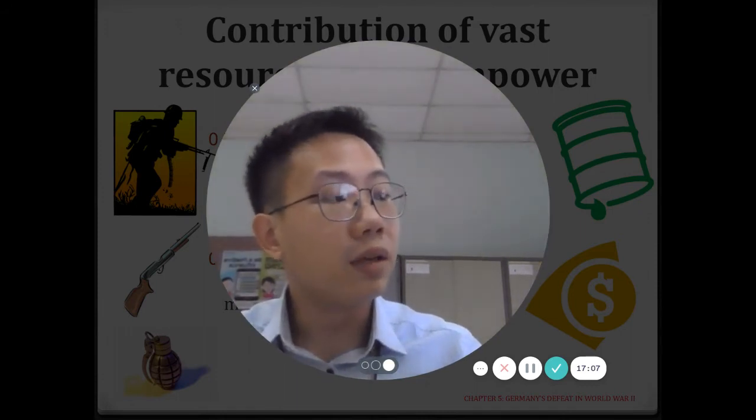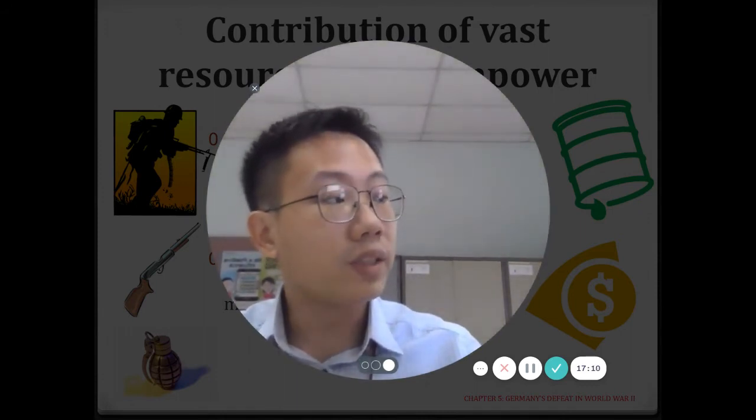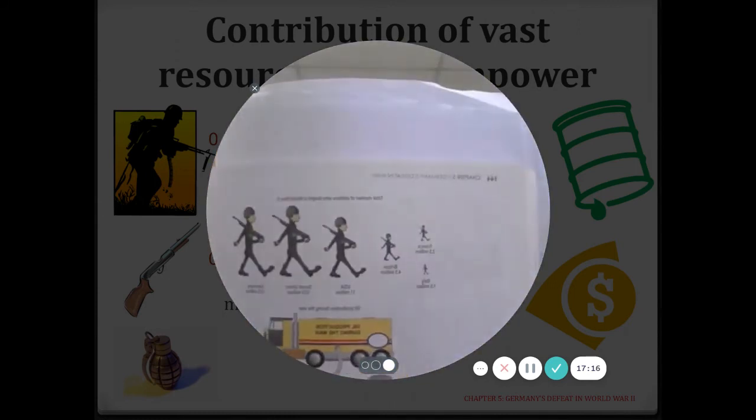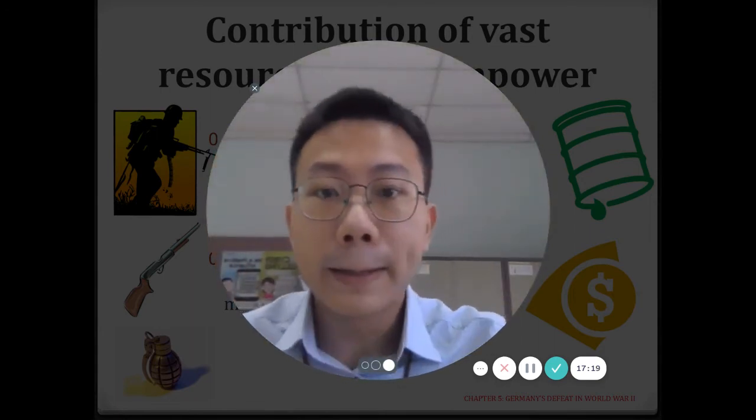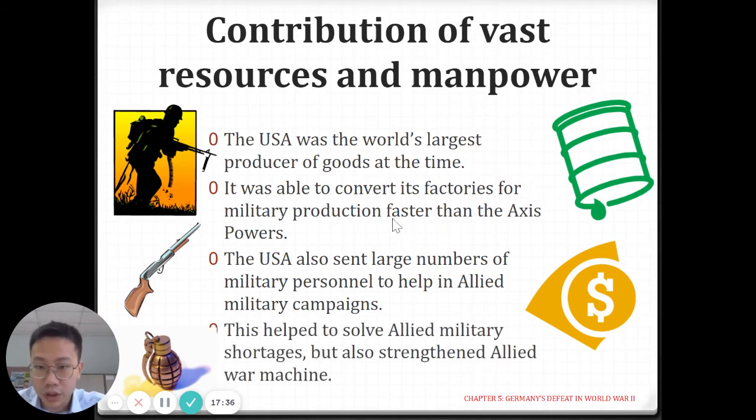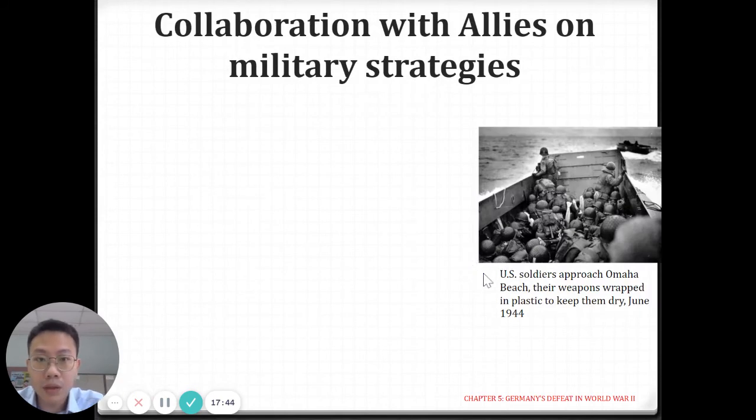There were 11 million soldiers provided by the USA as compared to Germany's 12.5 million. So basically, do your math and add it up, and you will realize that the resources provided by USA was really a lot, and it really did help them in overcoming Germany. Okay, and so this helped to actually solve the Allied military shortages, and it also strengthened the Allied war machine in dealing with Germany. Right, and also they collaborated with the Allies on military strategies.